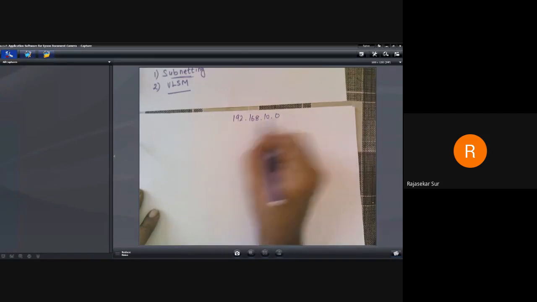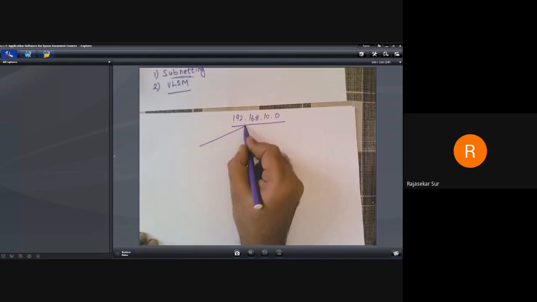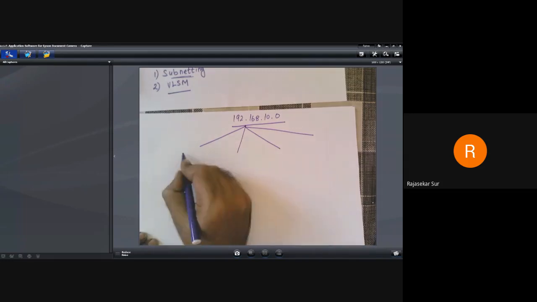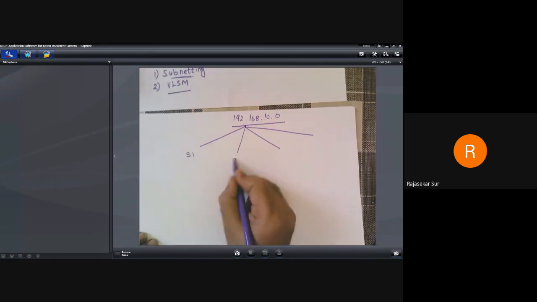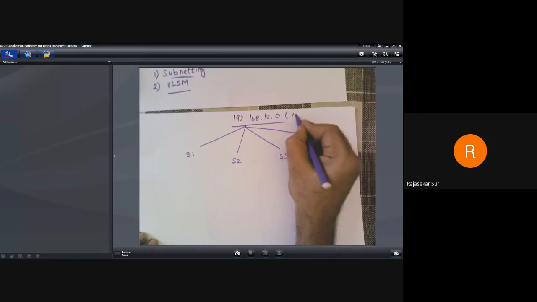192.168.10.0. This is the network given to us. This network we divided into 4 subnets. So I'm going to say S1, S2, S3, S4. The 4 subnets we divided. This was /24.